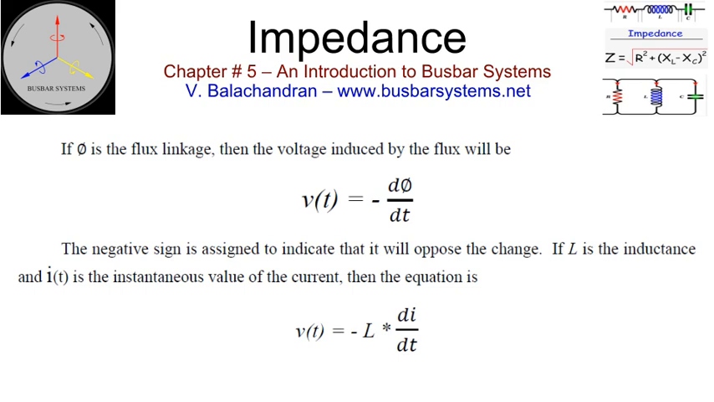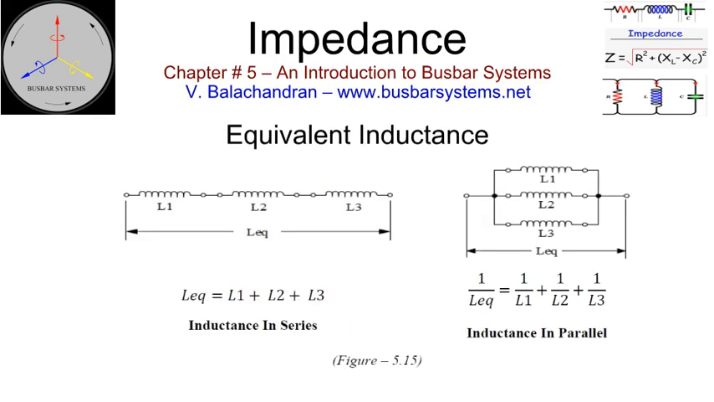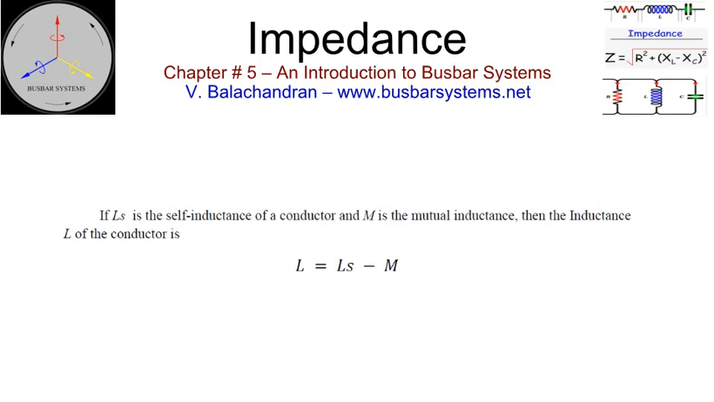Hence the negative sign. The energy stored in an inductor is proportional to the inductance and square of the current through the inductor. The formula for equivalent inductance when connected in series or parallel is as displayed in figure 5.15. A conductor in isolation, when it is not affected by the flux generated by neighboring conductor, will have self-inductance. This is an ideal condition, and in practice, there will always be another conductor carrying current either in the same or in the opposite direction.